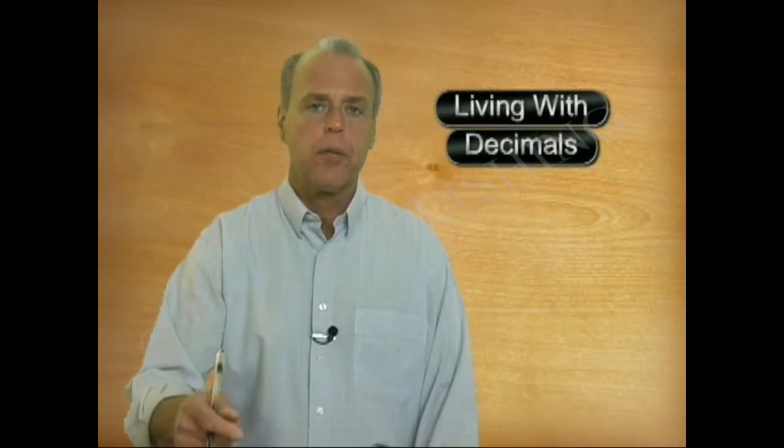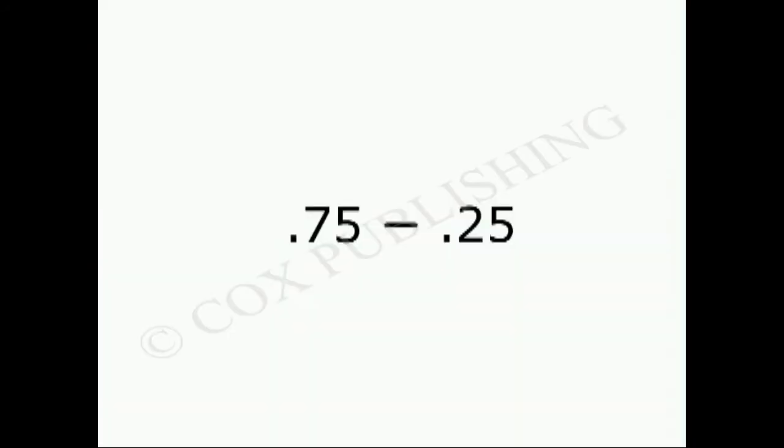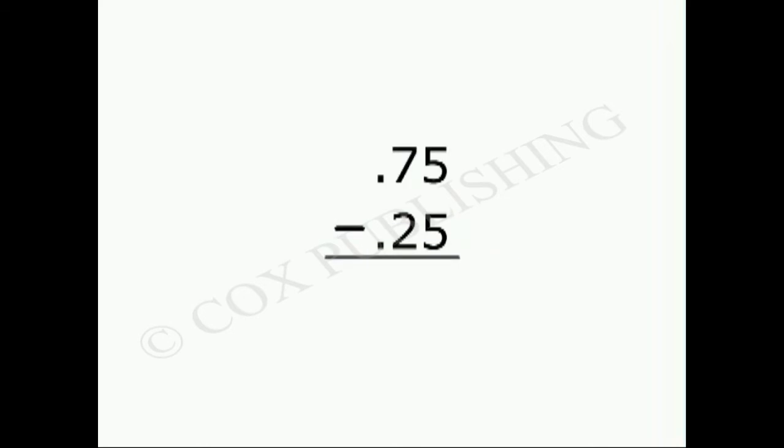Now let's look at decimal subtraction. The rules for subtraction are just like the rules for addition. The only difference is that you're subtracting one number from another number. First, you line up the decimal points, then place the decimal point in your answer in line with the decimal points in your problem and subtract. 5 from 5 is 0, and 2 from 7 is 5.